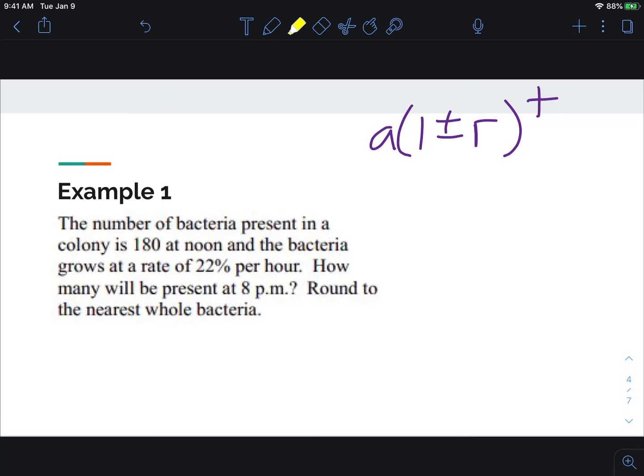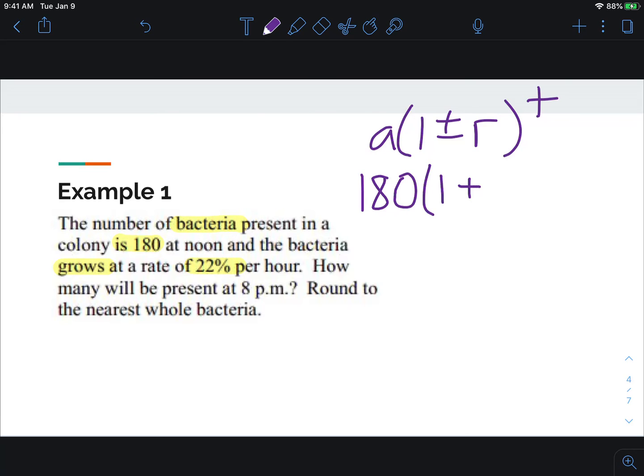All right, so the number of bacteria present, so bacteria, that tells me that is what I'm going to use for my initial value. So this is a population problem, a population of bacteria. Then, is this a plus or a minus? It grows, so that means this is going to be a plus. What is my rate? It grows at a rate of 22%.